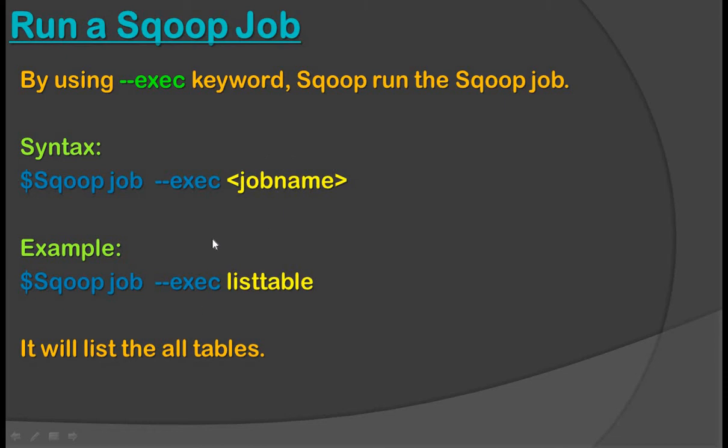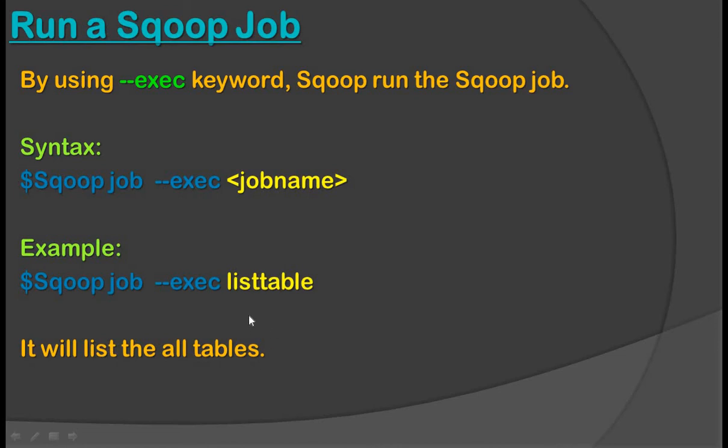So this is the example. In this example, we are going to run this job. So we need to write sqoop job --exec and the name of the job, and I put here list table. So when we execute this statement, it will list all the tables of that selected database.